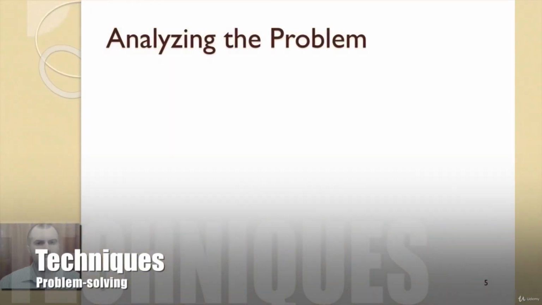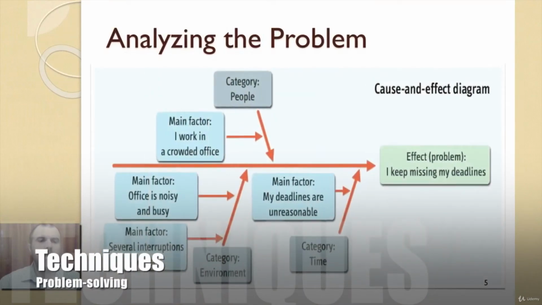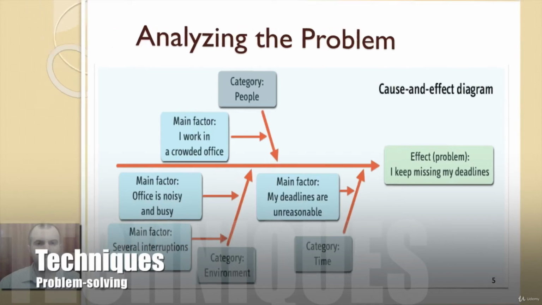You can get to the root of a more complicated problem using a cause and effect diagram, which shows what produces an effect, result, or consequence, or what contributes to the current state of affairs. Categories of causes include people, time, and the environment. In Rachel's case, a cause and effect diagram reveals that her crowded, noisy office environment, the interruptions from people, and unreasonable deadlines are the main factors contributing to her problem of missing deadlines.